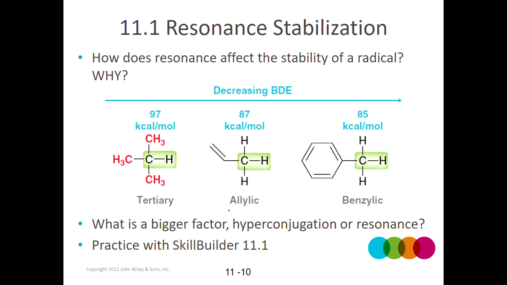So how do we quantify the stability of resonance and compare that to the stability of hyperconjugation on a free radical? What's a bigger factor, hyperconjugation or resonance? Well, the bond dissociation energies can answer that question for us, because we see to break this bond and form a tertiary free radical that's only stabilized by hyperconjugation takes a fair amount of energy. So that means the resulting structure, the tertiary free radical, is relatively high in energy and somewhat unstable.